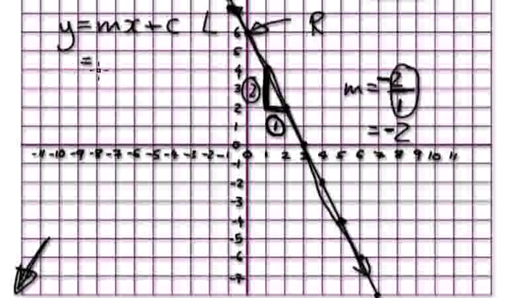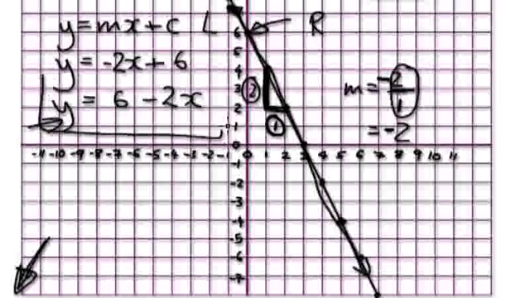So the equation for this line would be y equals minus 2x, and then plus 6. 6 is the intercept. Now you've got a minus here and the plus 6, so switch them around: 6 minus 2x. This one here would be your final answer.